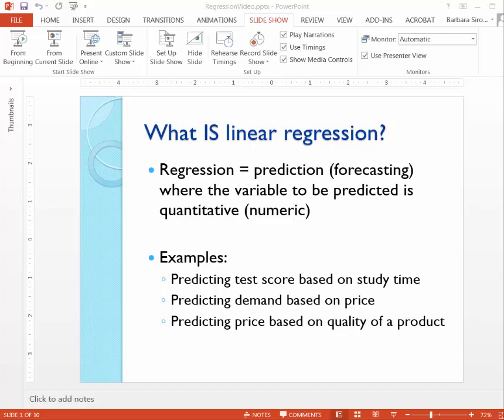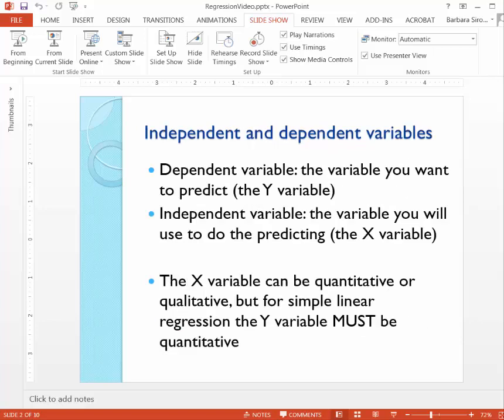So some examples that you might think about would be predicting test score based on how much time you study, or predicting demand of an item based on how much it costs, or predicting the price based on the quality of a product. So that's what I mean by predicting one variable based on another.